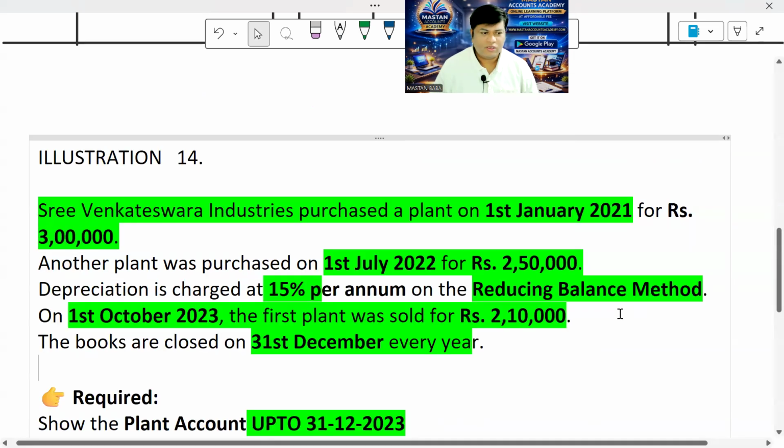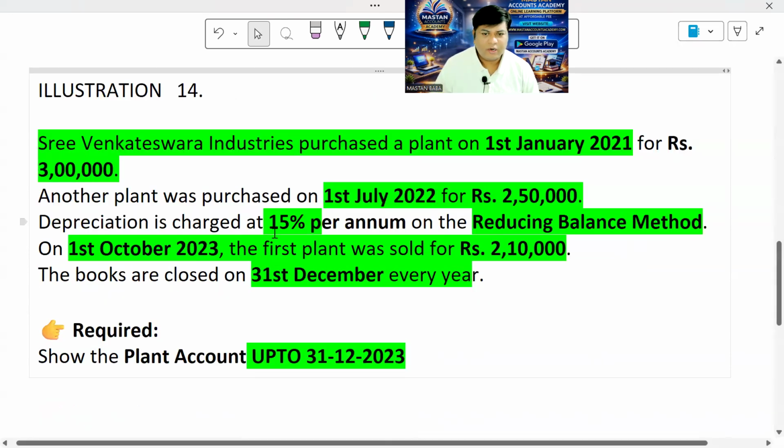So dear students, what am I supposed to tell here? The question is saying that on 1/1/2021 a machinery was purchased for 3 lakhs. On 1st July 2022 they purchased another machinery for 2.5 lakhs, and that is a plant. And what is the rate of depreciation? The rate of depreciation is 15% under the reducing balance method. On 1st October 2023, they sold the first plant for 2,10,000, and the books are closed on 31st December every year. So they are asking to prepare the plant account for 31/12/2023. So let's do the answer, dear students.